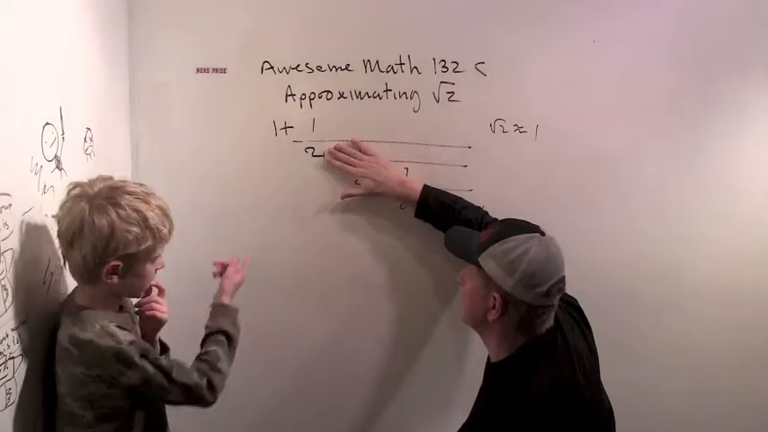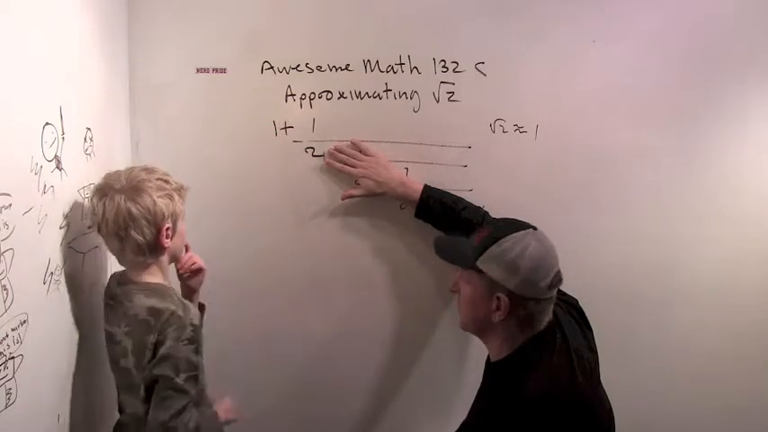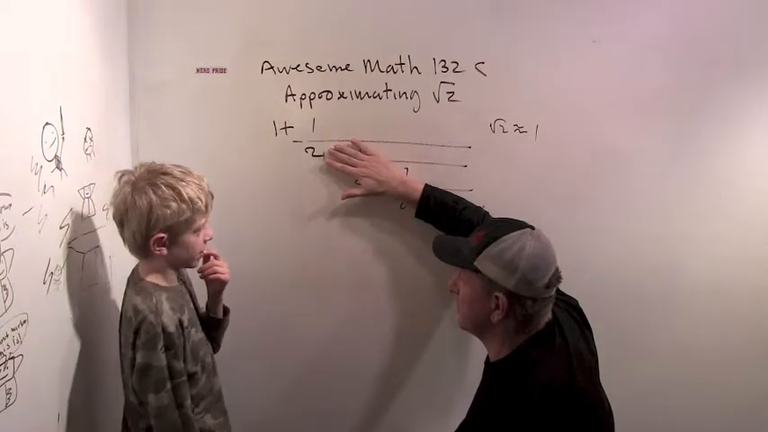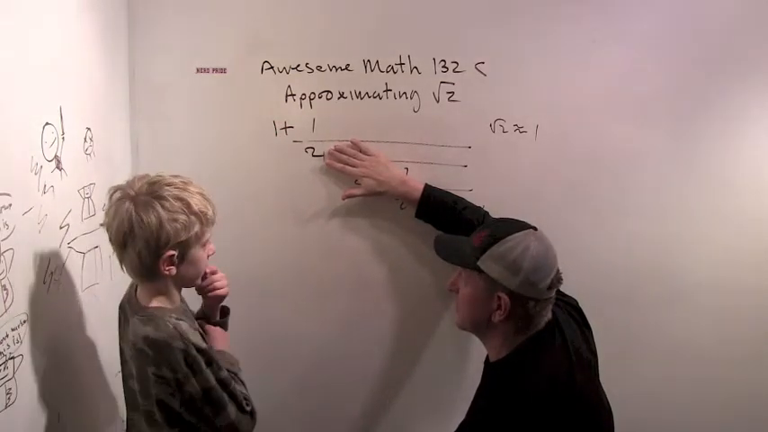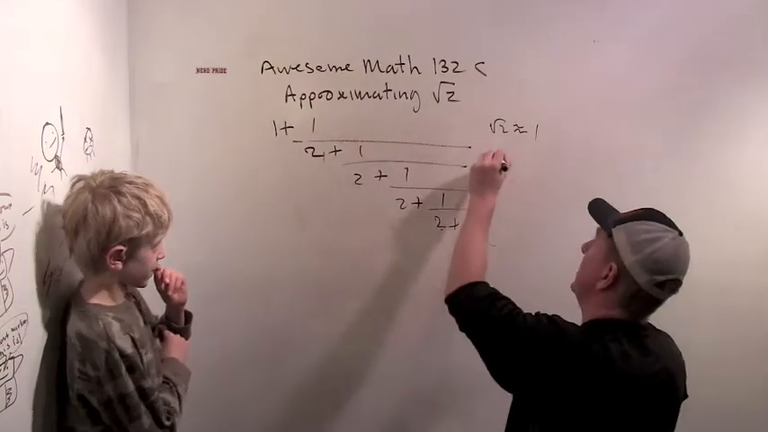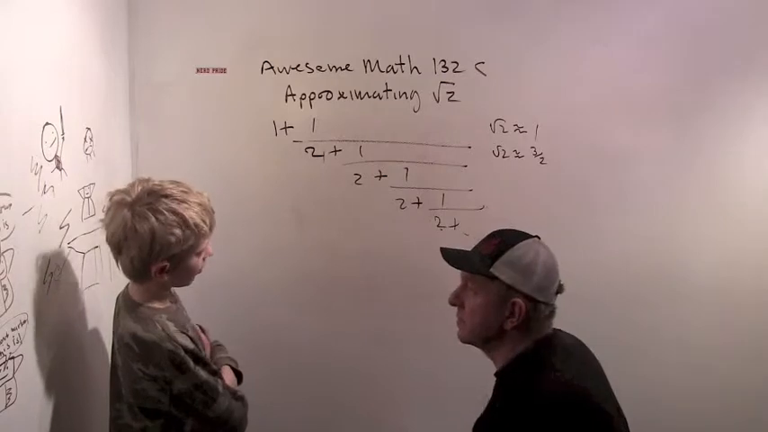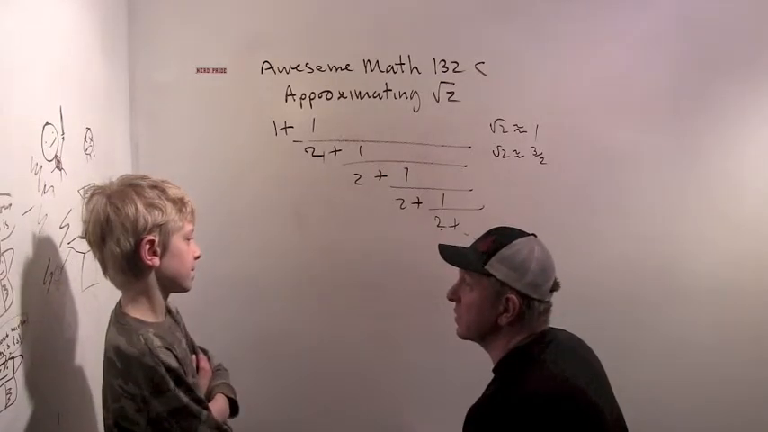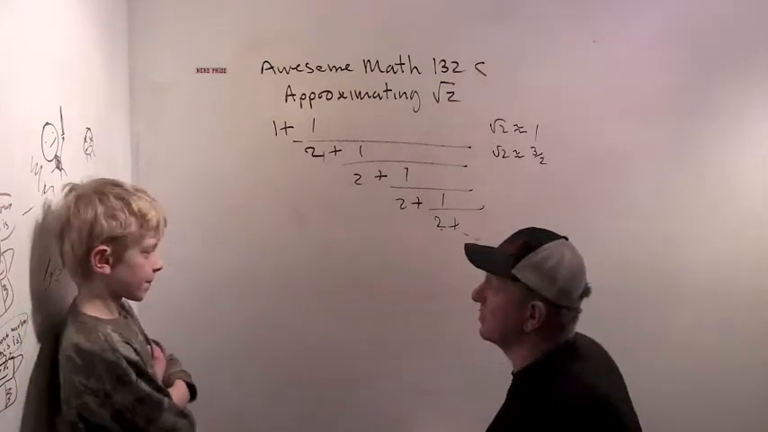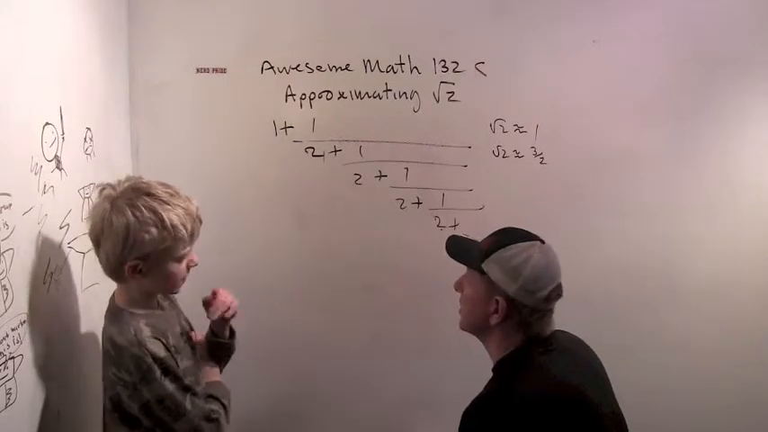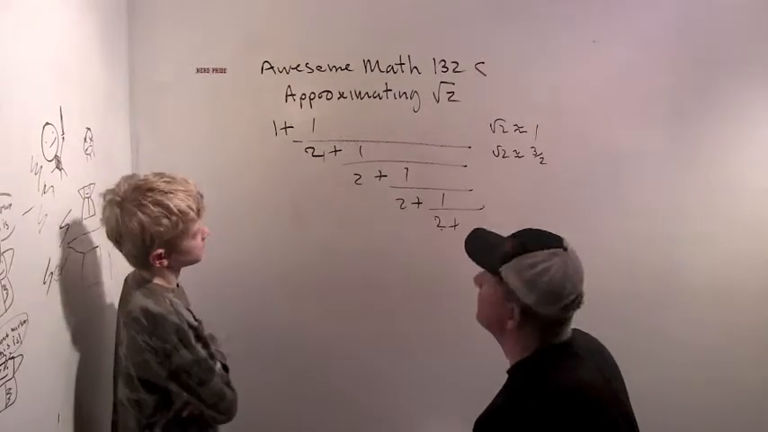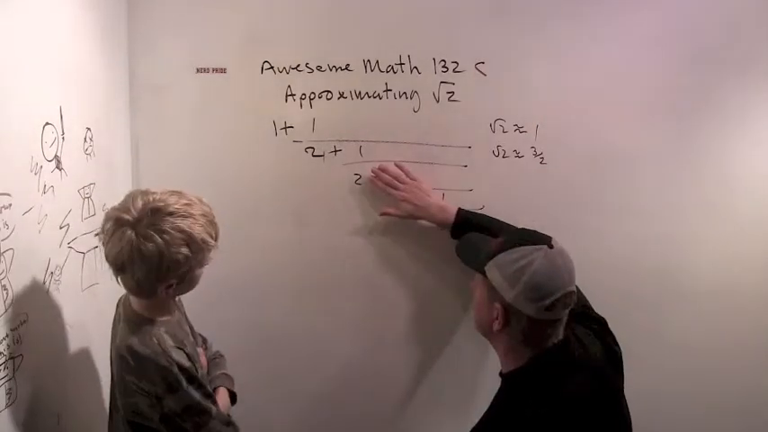What do you get? 1 plus 1 half is 1 and 1 half, which is 3 halves. Okay, square root of 2 is approximately 3 halves. Is that a good approximation? Well, when I square this, I get 2.25. So, not super great, but is it better than 1? It's better than 1.